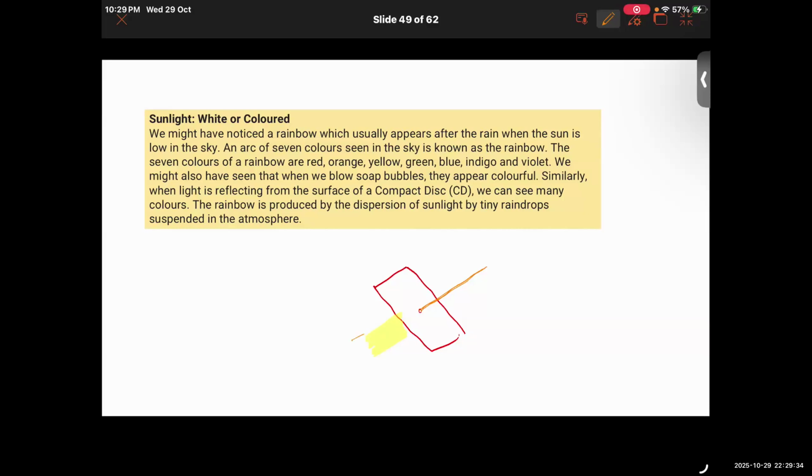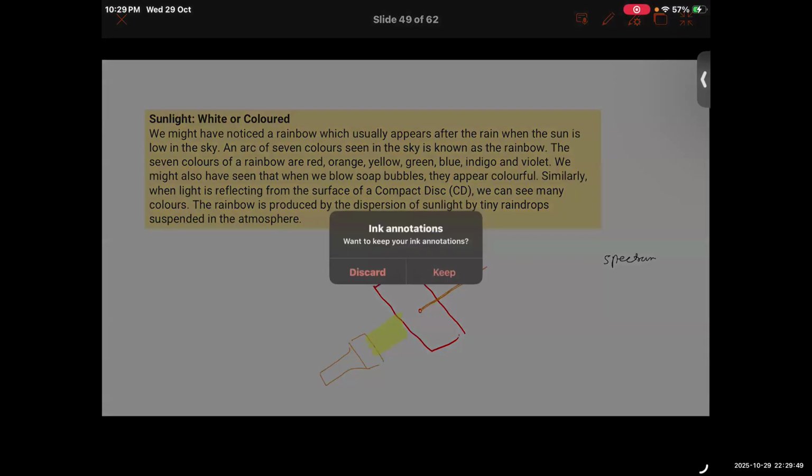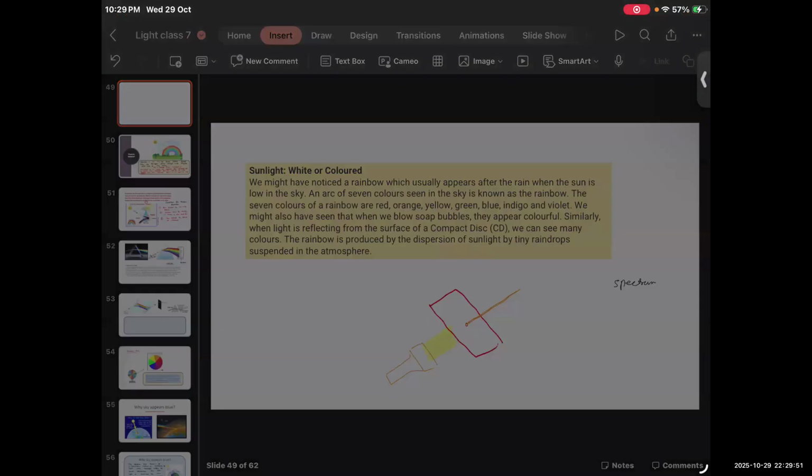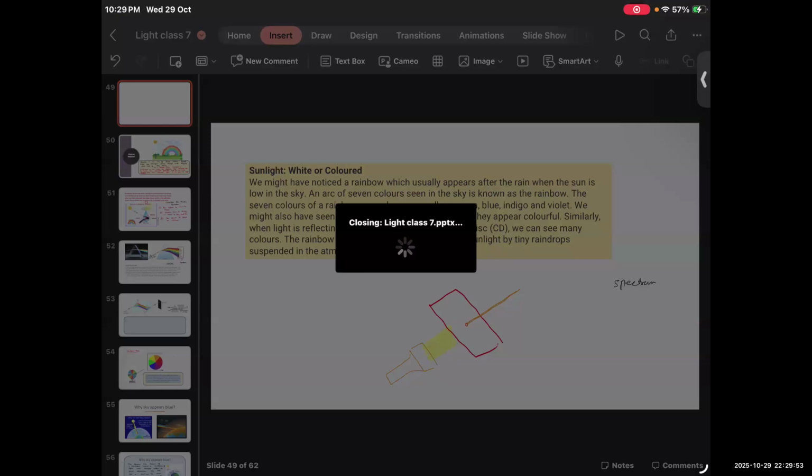Sir, but if there will be only the torchlight? Then you won't be able to get it properly. Dispersion will take place, but you will not get a proper spectrum. Understood that? Yes. Okay. In fact, I will be showing you guys one animation before ending the class.